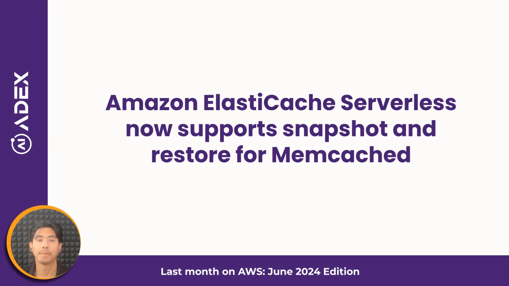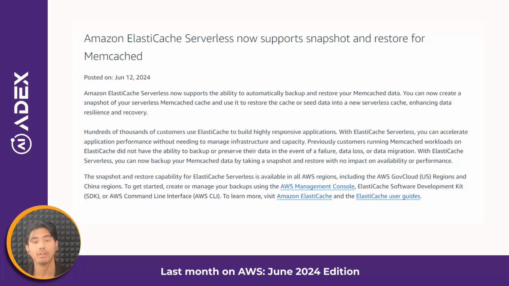Moving on to our next update, we have Amazon ElastiCache. So Amazon ElastiCache Serverless now supports snapshot and restore capabilities for Memcached. This new feature allows you to automatically back up and restore your Memcached data. You can create a snapshot of your serverless Memcached data and use it to restore the cache or seed the data into a new serverless cache, enhancing data resiliency and recovery. So this new feature is available in all AWS regions, including the AWS GovCloud regions and China regions. And for more information, you can visit the Amazon ElastiCache user guides.